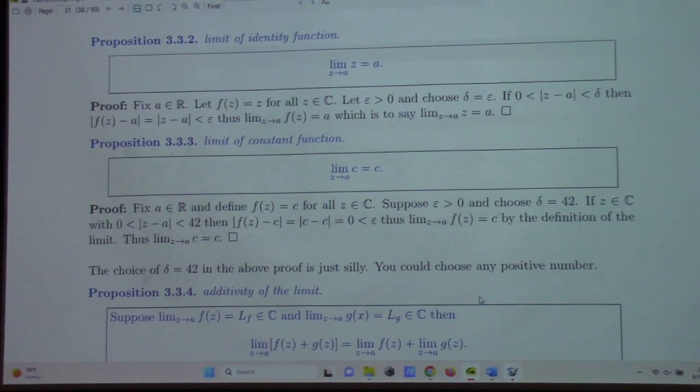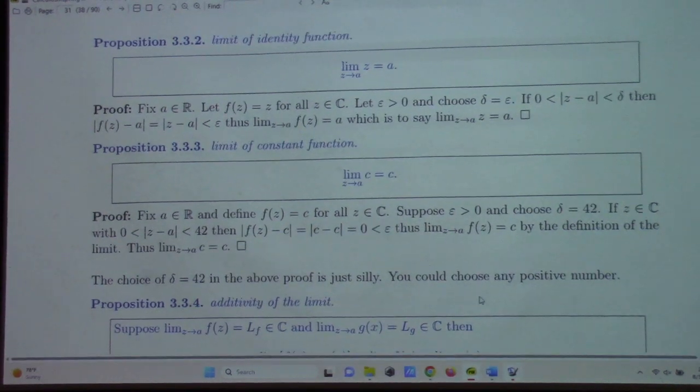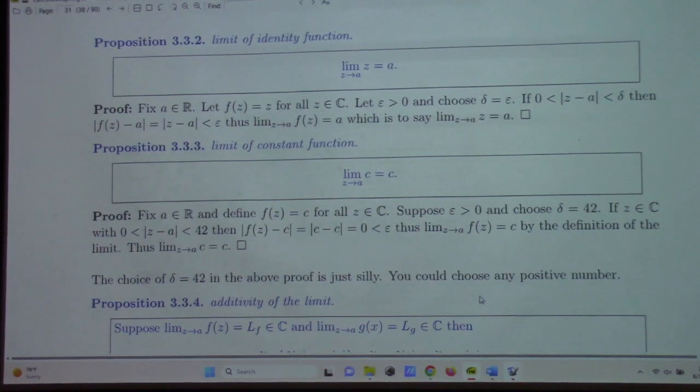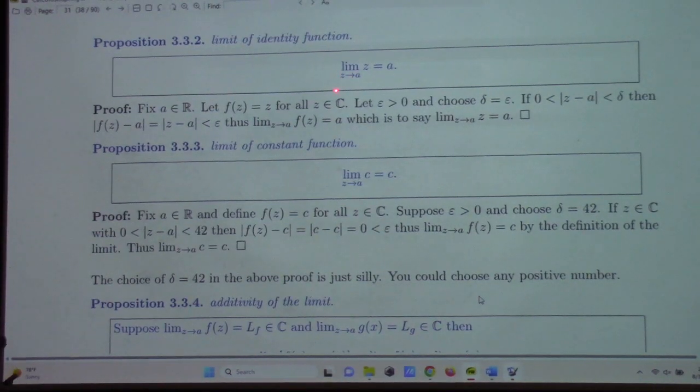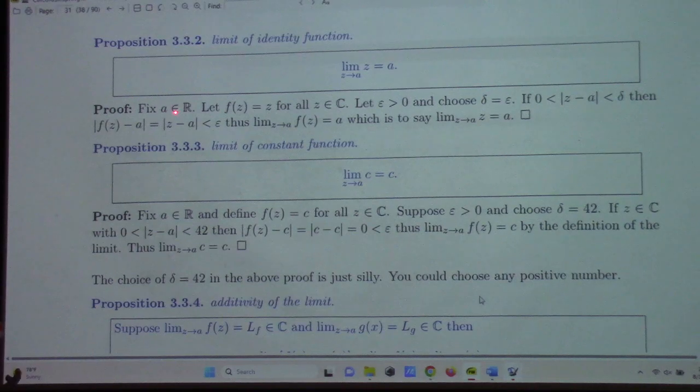So I want to talk to you guys about limit laws. I could burn a whole lecture just writing this stuff out, but I don't think it would really serve you much. It's probably better for us to just talk about them together, right? So how do you prove the limit as z goes to a of z is equal to a? Well, I'll fix a as a real number.